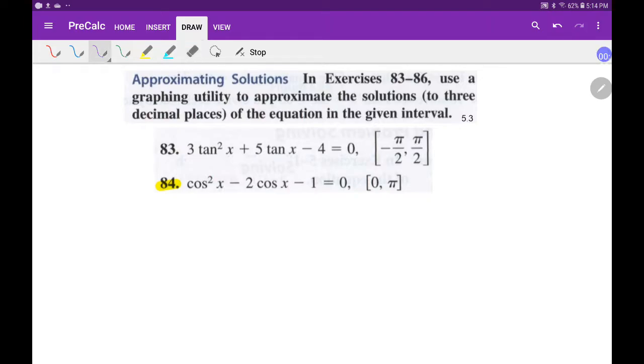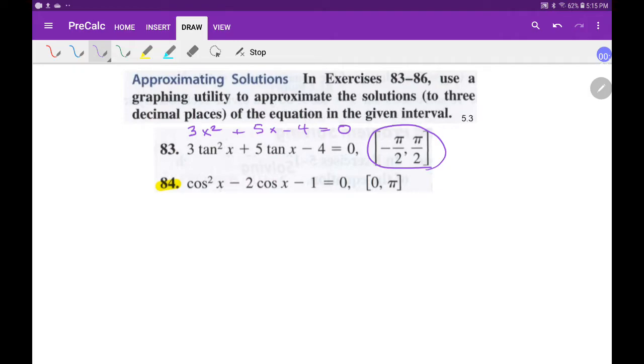Okay, so we would like to solve what is essentially a quadratic equation. What this really is, is 3x squared plus 5x minus 4 equals 0. And we want to do it with these limitations. We're only allowed to have answers that are between negative pi over 2 and pi over 2, and we're allowed to include both endpoints.